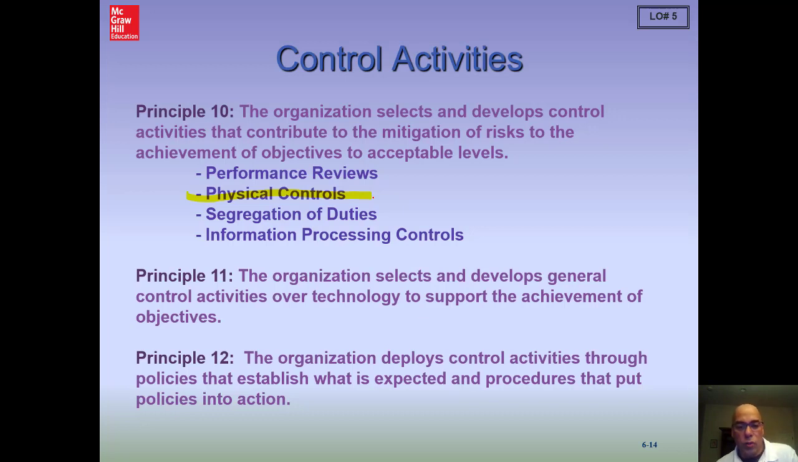Okay, obvious segregation of duties. Again, segregating the authorization, record keeping, and custody. We're going to see in some of our later chapters, when we start talking about auditing particular line items in the financial statements and we do our internal control evaluation, we'll always be talking about different departments.